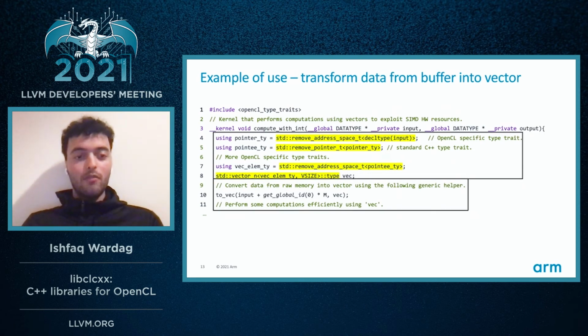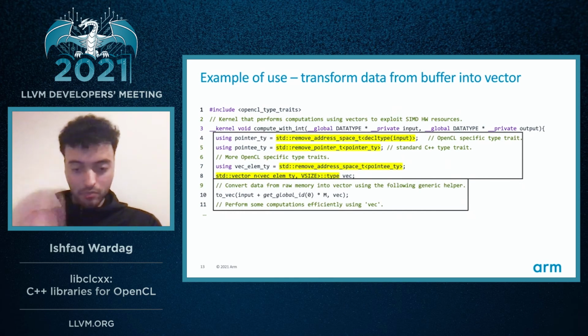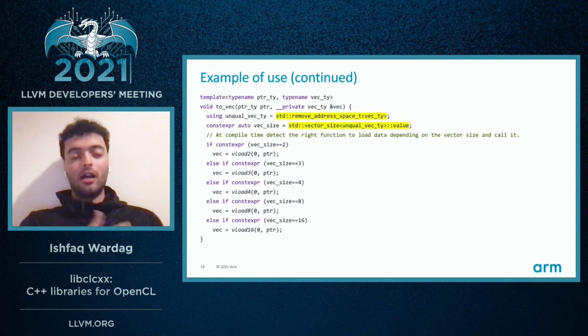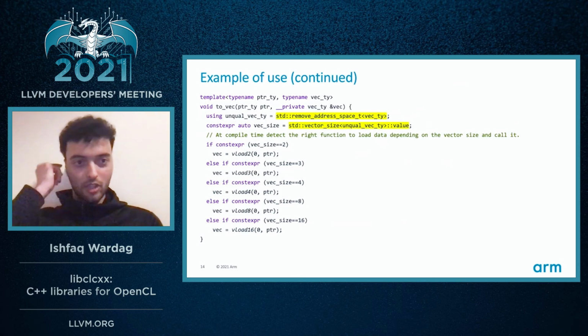And here we convert data from raw memory into a vector using the following generic helper function. And the main benefit of doing this is that it can perform some computations much more efficiently using the aforementioned vector_n type trait. And then once you compile this code, and when you pass in these arguments into the command line, you can get out a 4-element vector using the first argument, and the second argument will get you an 8-element vector of char. Here is some helper code to help execute that example correctly.